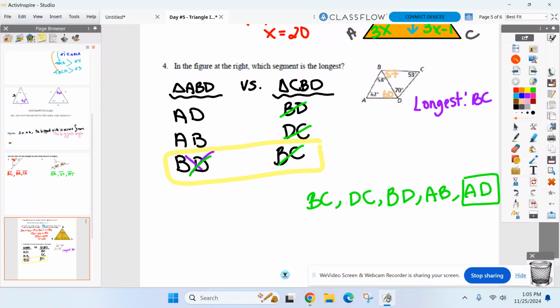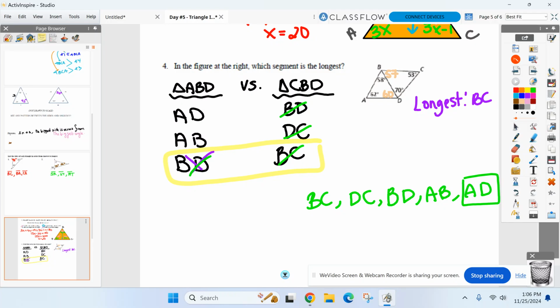Look at the diagram. What's the smallest angle in that diagram? The smallest angle? 53. And what's it across from? Was BD the shortest side? That's why you can't do that when you have two triangles put together. You can't just say smallest angle, smallest side. Because look, it wasn't even close to being the smallest side. It was AD. All good?